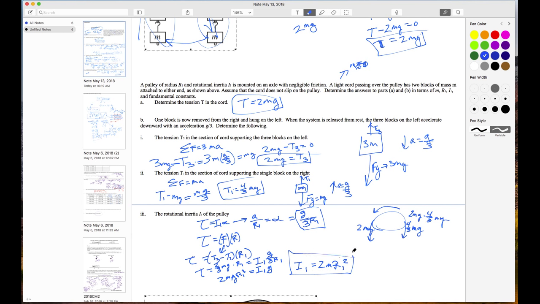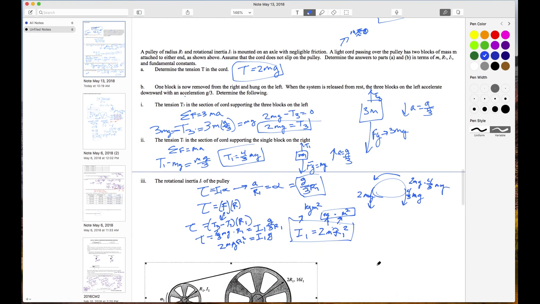which is convenient because I know that the unit for I should be kilogram meters squared. Well, I have here my kilogram in mass, and here in R1 I might have my meters, and that value is squared, and they're multiplied together, so the unit is correct. So I know that the answer is reasonable here, and I haven't screwed up my multiplication or division. So this value is the rotational inertia of the pulley. So let's move on to the next part.